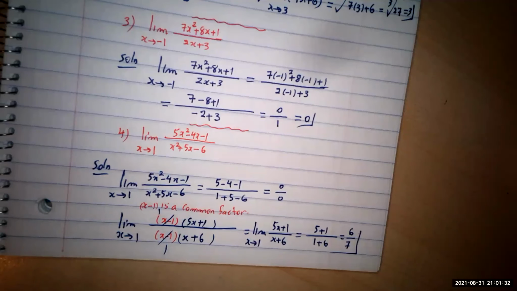Any question? So where did the 4x and the 5x go? It's inside the factoring. If you multiply it, you would see it.